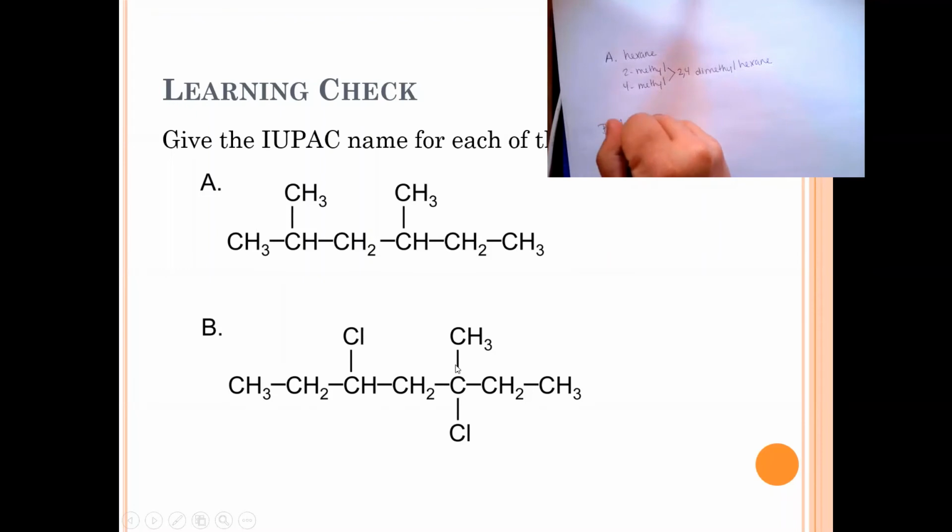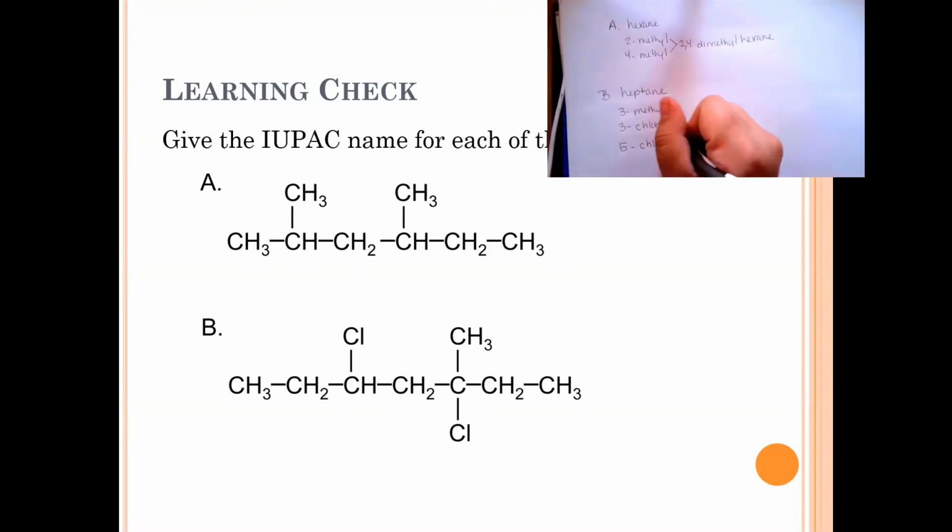At position 3, we have a methyl. And at position 3, we have a chloro group. The other group we have here, so this is 3, this would be 4, 5. At position 5, we have another chloro group. Just like we did with the methyls up above, we're going to combine these down here. So this becomes 3,5-dichloro.